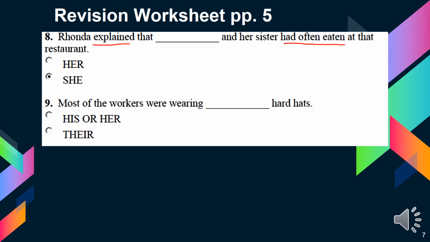So concerning the sentence that we are answering, what and her sister had often eaten at that restaurant. Her and her sister, or she and her sister. What do we need to put here? Who had eaten? A subject. Before this verb, I need a subject. So I need she. Okay.